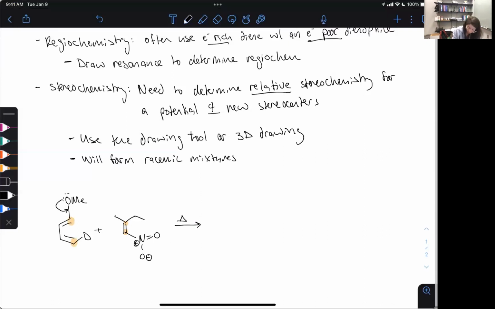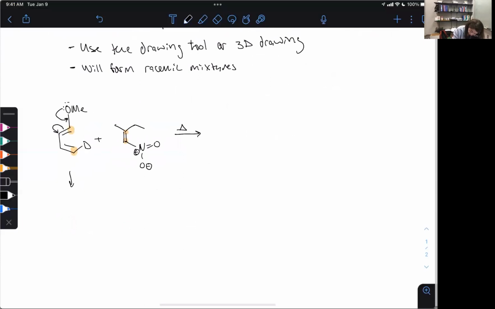We're going to start with the oxygen lone pair. That's going to push that pi bond over here. So let's draw that out. Okay, so then I get to this resonance structure. That's not one of the carbons that I'm actually caring about, so we're going to keep on going. Okay, so I can move the lone pair into a pi bond, then that other pi bond into a lone pair.